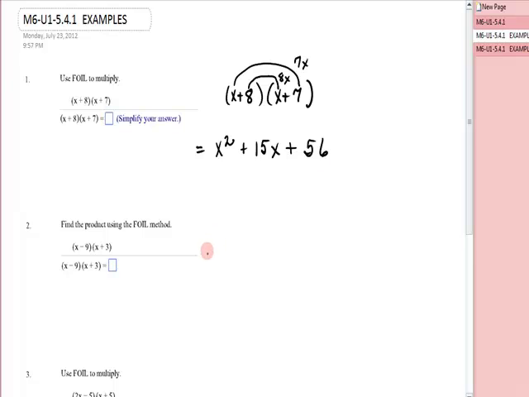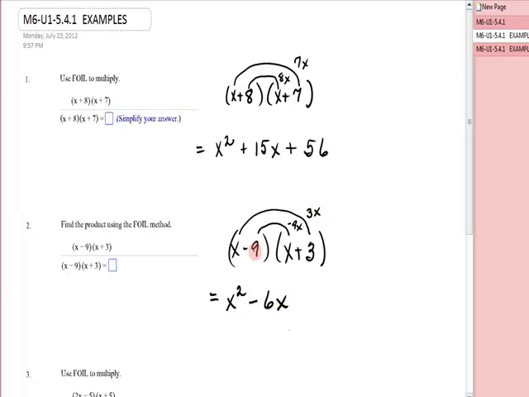All right, next, I have x minus 9 times x plus 3. Remember, I can only use FOIL when I'm multiplying binomial times binomial. All right, this is going to be the product of the first. x times x is x squared. The outer product is positive 3x. The inner product is negative 9x. Combine those for negative 6x. The product of the last, a negative 9 times a positive 3, gives me negative 27. You need to be a little bit more careful when there are some negatives.